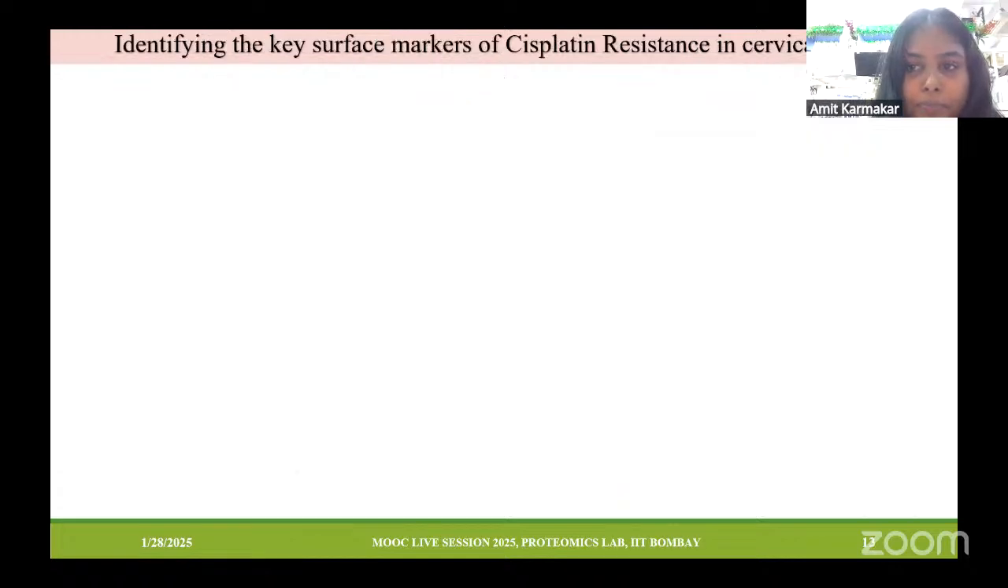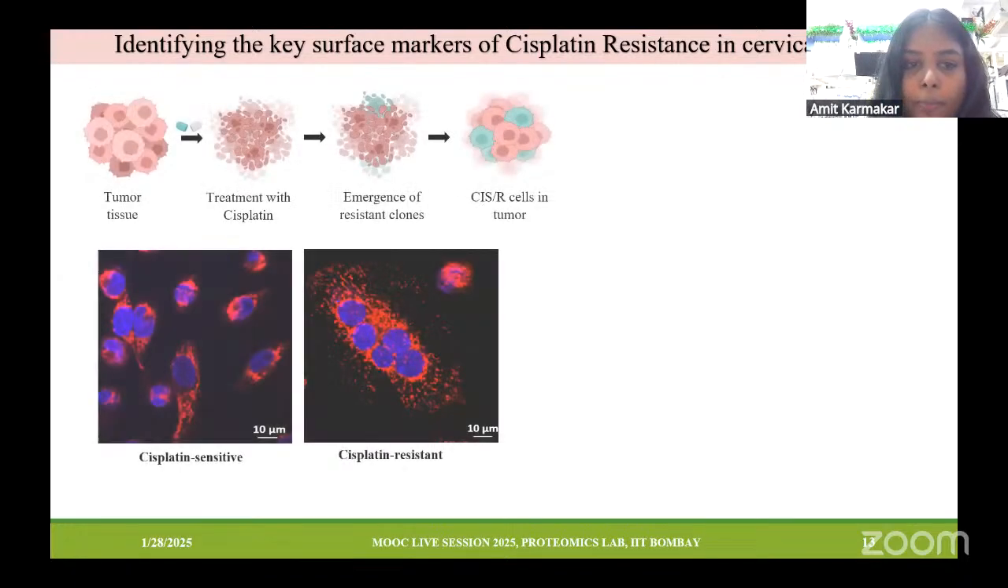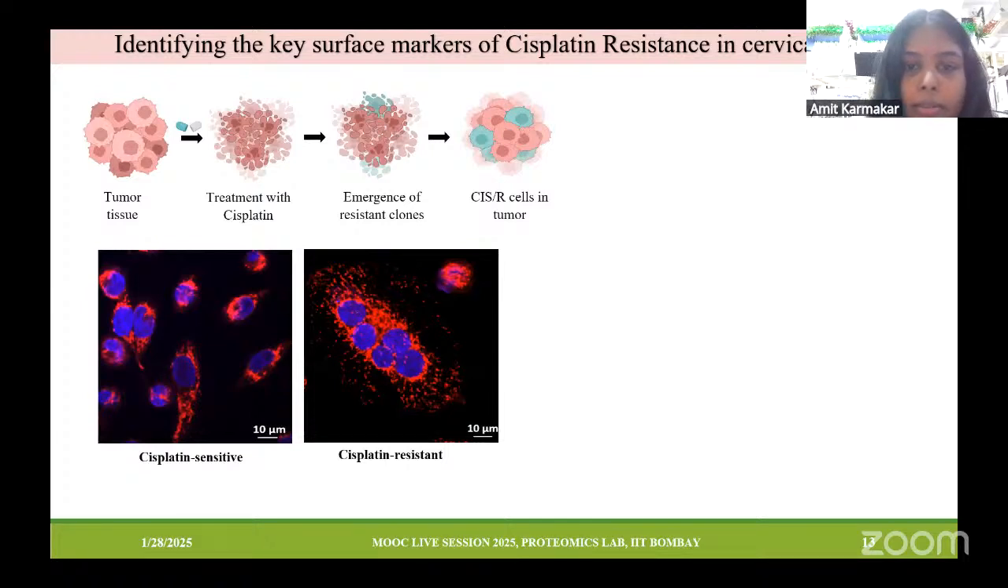Now let me talk briefly about one very real world example of what we have done in our lab. So I have tried, as I said, that I work on cervical cancer, cisplatin resistance. So I wanted to know how the surfaceome looks for the HPV positive cervical cancer cells, for both the cisplatin sensitive cells and for the cisplatin resistant cells. So the idea was to identify the unique markers present on the cisplatin resistant cells of HPV positive cervical cancers.